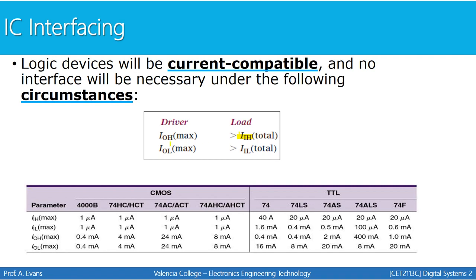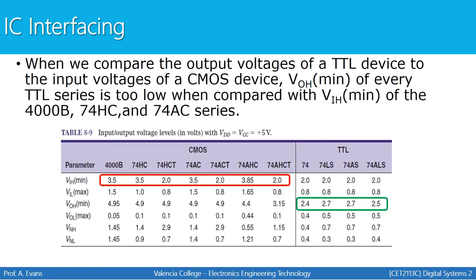So the low level output current for the driver needs to be bigger than what will be sunk by the low level input current coming from the load. So we're going to be comparing characteristics and determining whether an interface might be necessary between two different families. So let's take a look at some examples.